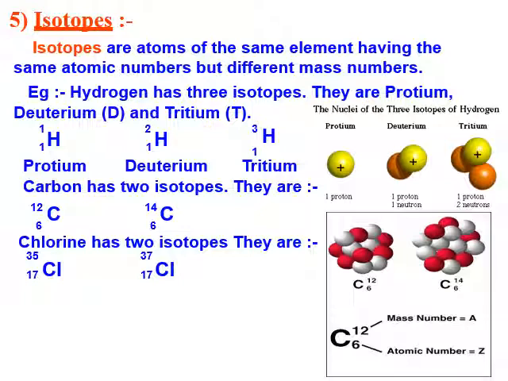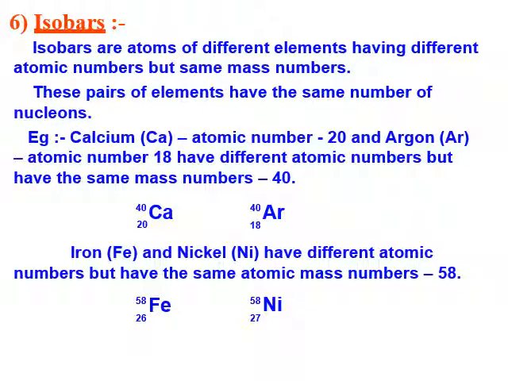Isotopes. Isotopes are atoms of the same element having the same atomic number but different mass number. Atoms having the same atomic number and different mass number are known as isotopes. Example, we can see hydrogen has 3 isotopes: protium, deuterium and tritium. Hydrogen 1, hydrogen 2 and hydrogen 3, having the same atomic number, that is 1, and different mass numbers 1, 2, 3 in the case of protium, deuterium and tritium. Likewise, carbon has 2 isotopes, carbon 12 and carbon 14, having atomic number 6 and different mass numbers 12 and 14. Chlorine has 2 isotopes, chlorine 35 and chlorine 37, having the same atomic number, that is 17, and different mass numbers, that is 35 and 37.